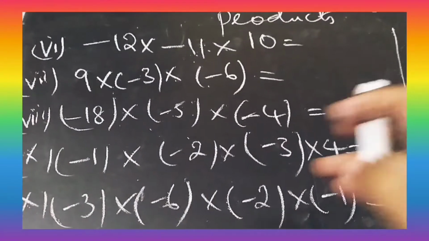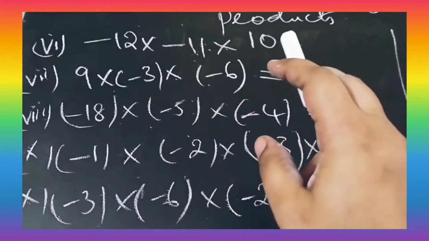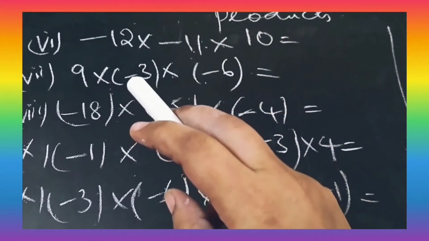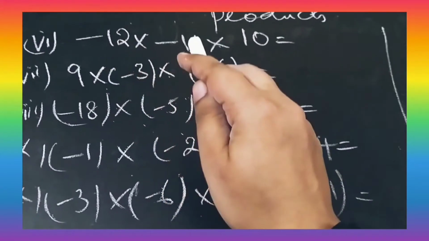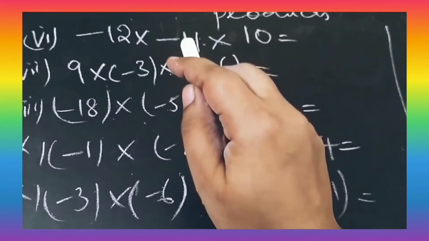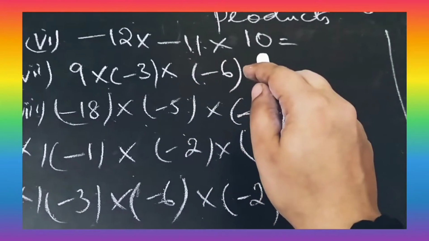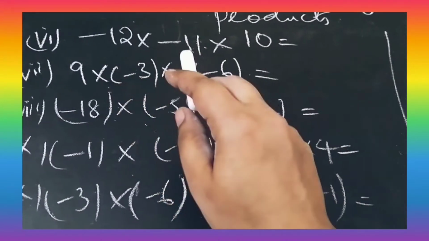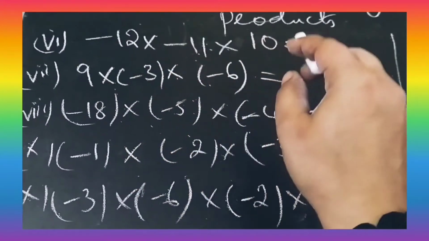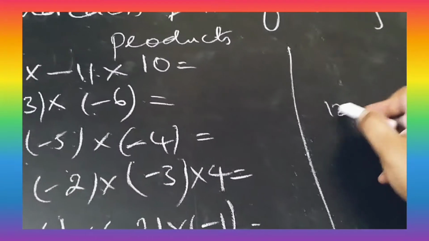The sixth one is minus 12 into minus 11 into 10. Here three numbers are given. So what we'll do here, first we'll multiply these two numbers, then we'll see what the answer is, and we'll multiply that answer with this number. What is minus 12 into minus 11? Minus into minus is plus, so we have to do 12 into 11.